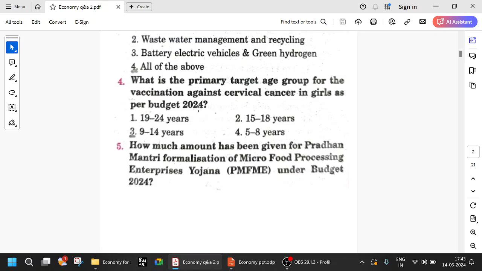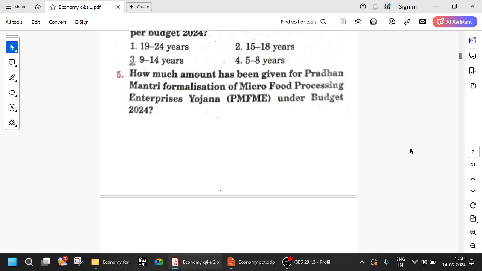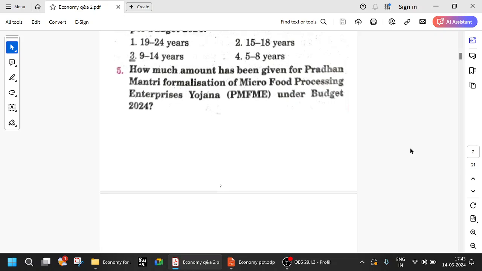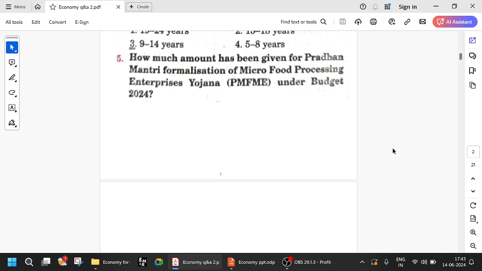So in the budget, cervical cancer vaccination is for 9 to 14-year-old girls. Try to remember that. So how much amount has been given for the Pradhan Mantri Formalization of Micro Food Processing Enterprises Yojana under Budget 2024?